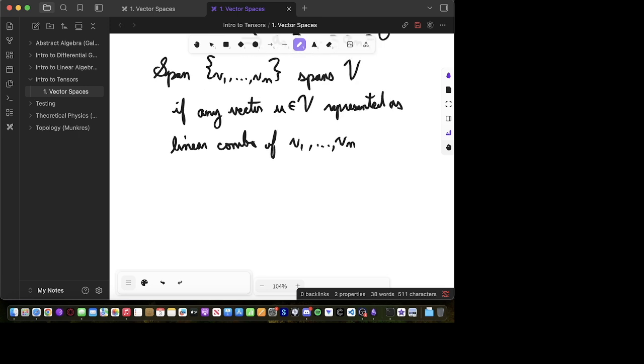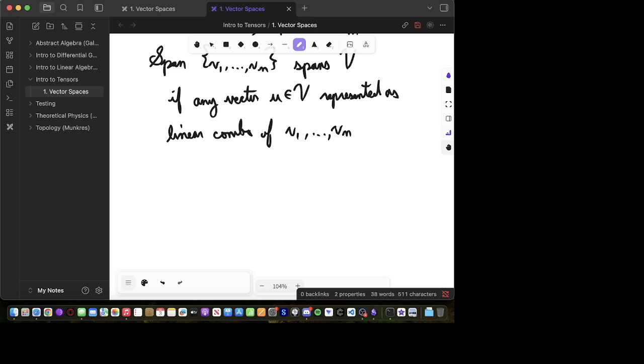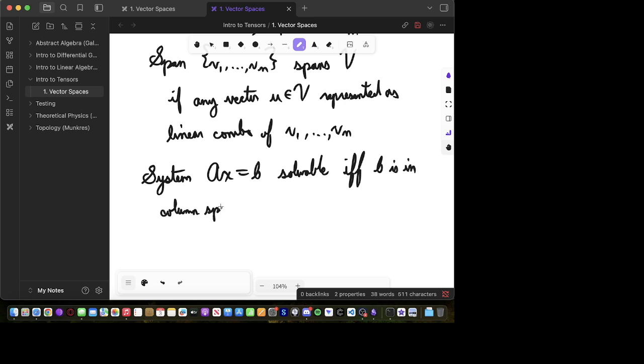So let's go to another theorem. Let's say we have a system AX equals B, where A is a matrix, X and B are vectors. The system is solvable if and only if B is in the column space of A.